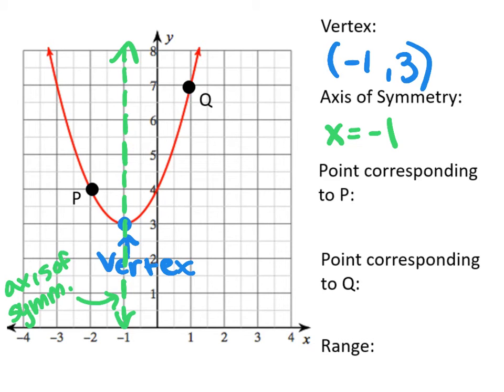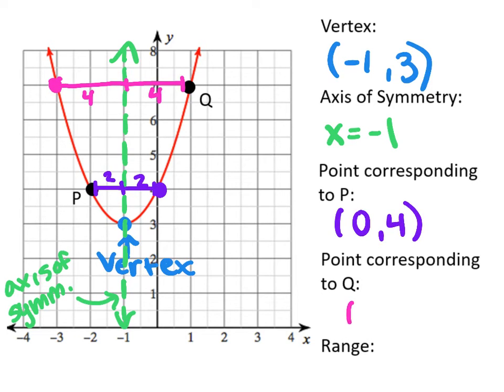Now for the point corresponding to P, to get from P to the axis of symmetry, we have to move over 2 boxes. So if I move over 2 boxes to the other side, this gives me the point on the other side. Now this point has the coordinate of 0, 4. For Q, to move from Q to the axis of symmetry, I have to move over 1, 2, 3, 4 boxes. So if I move over 4 boxes on the other side, this is my corresponding point. So the ordered pair is -3, 7.